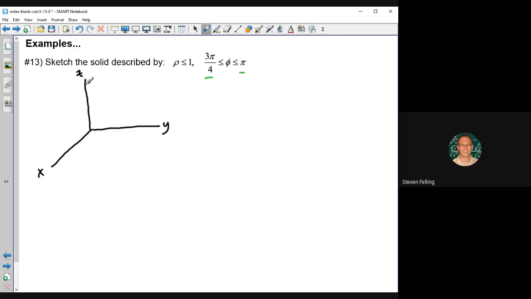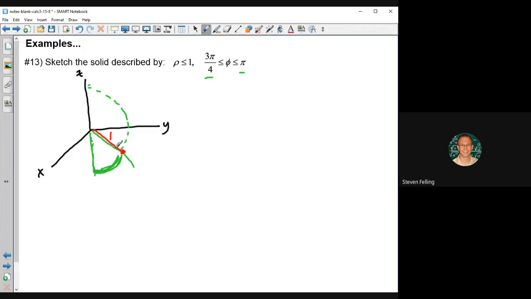But remember, phi is defined downward from, or towards the xy plane from positive z. So we'd have to go starting all the way down here at 3 pi over 4, and ending when we got to pi. So it's this region here, right? Except spun all the way around. And we're only going to go out to rho as 1 or less. So this distance is 1.